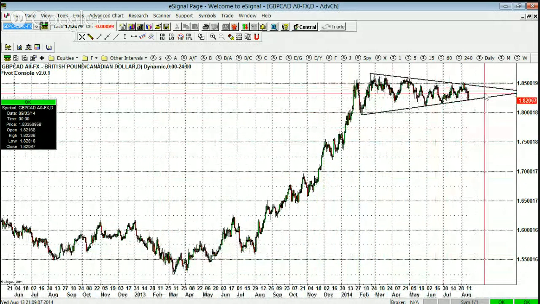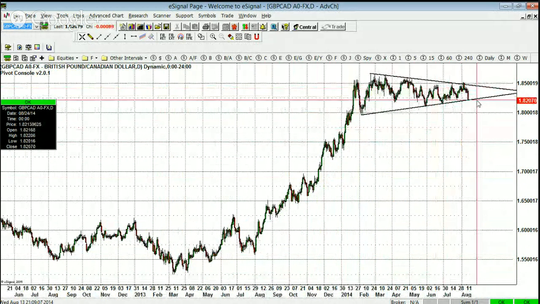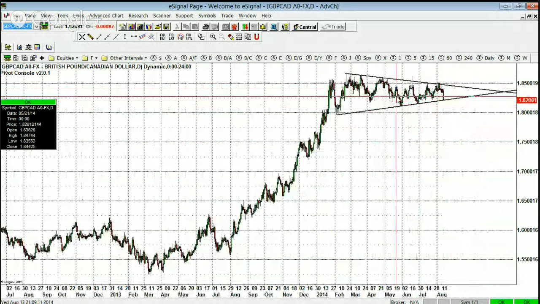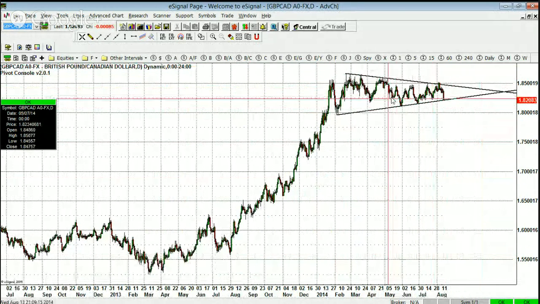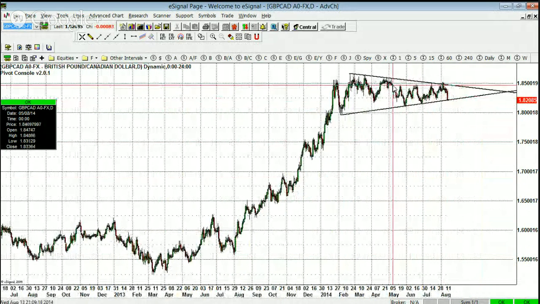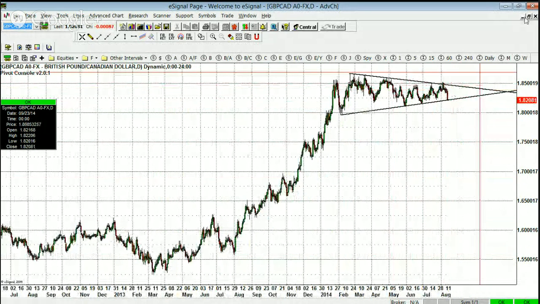And this is an opportunity I wouldn't want any of you to miss out on, especially this British pound Canadian dollar. This is what I say is the best opportunity in the Forex markets now. So it's just a matter of waiting for this market to break.